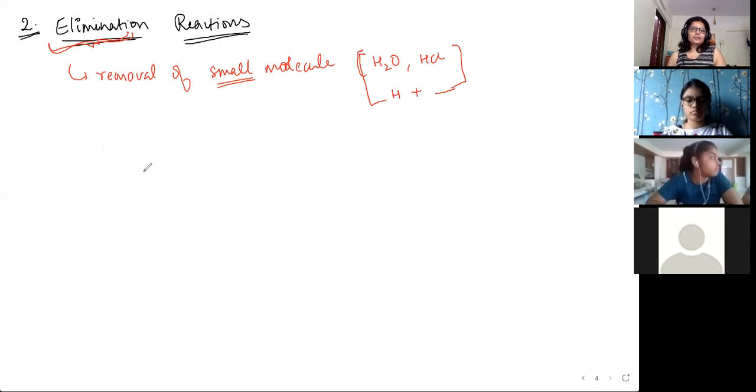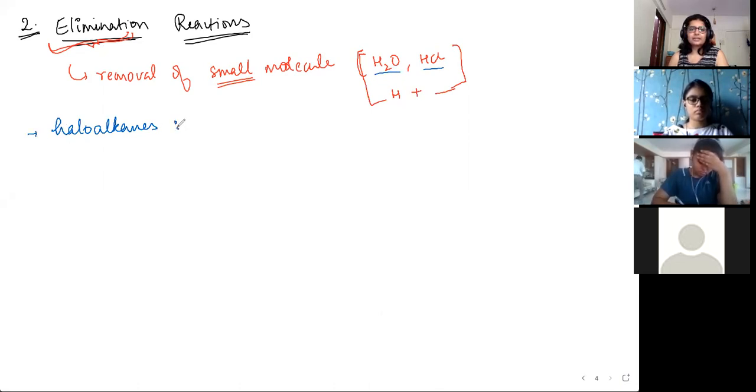Elimination is a group of reactions. If you do elimination on alcohols, water gets removed. If you do elimination on haloalkanes, HCl gets removed. Specifically in the context of haloalkanes, haloarenes will not undergo this reaction. This is only for haloalkanes.